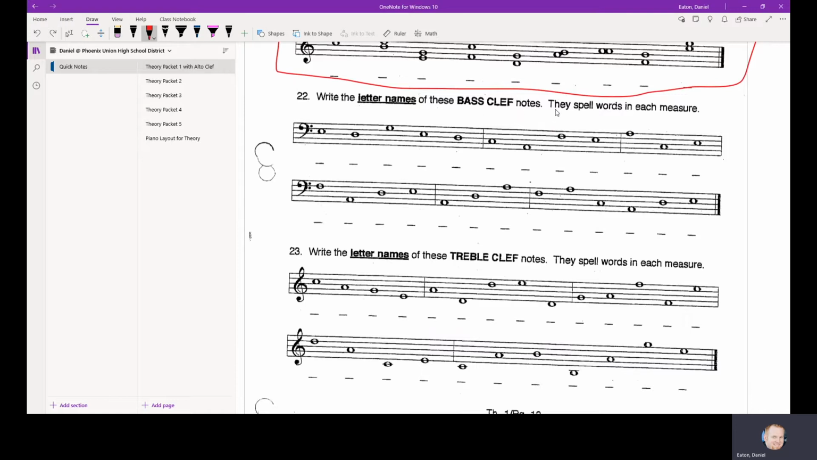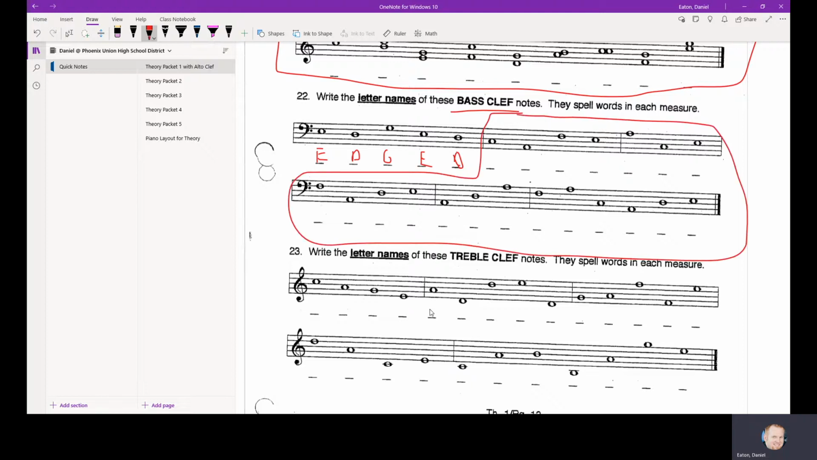Okay, this looks like review. Write the letter names of these bass clef notes. Remember, bass clef, they spell words in each measure. So I'm going to do one of these and let you do the review. Here we go. All cows eat great big dogs. All cows eat grass. All cows eat great big dogs. Spells the word edged. Okay, it's just review. Y'all can do the rest of these very easily.